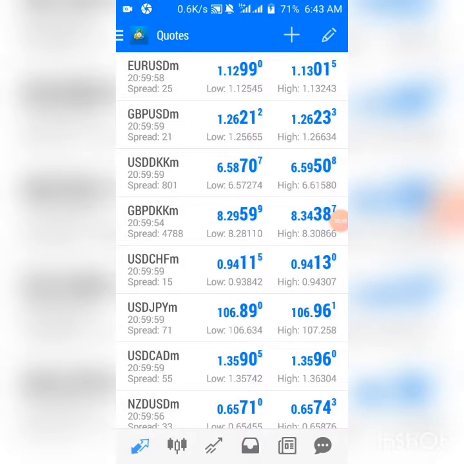Now, if you look at the left side, you see spread 25 for Euro USD. Market has closed. Today is Saturday, so you can't trade on weekends. But as regards this example, Euro USD spread as at close of market is 25. For GBP USD, spread is 21. So the bid price for GBP USD is 1.26212, while the ask price is 1.26233. Now that is that for the quotes.